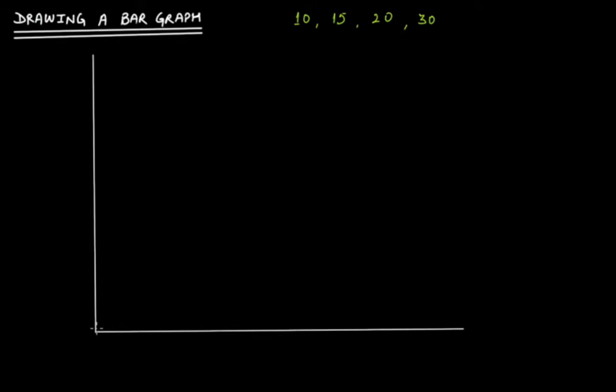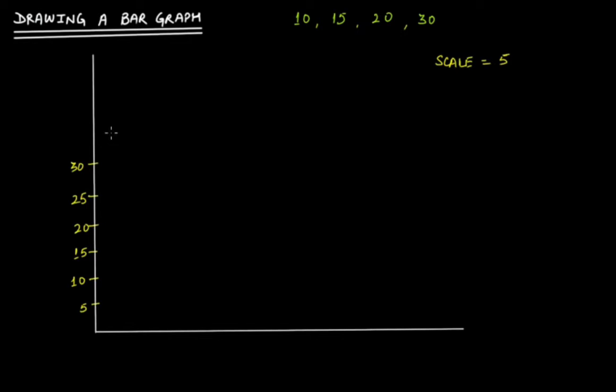So if this is 0, then this is 5, this is 10, this is 15, this is 20, this is 25, this is 30, and so on. So each scale, the unit length, is of what? Of 5. I'm not talking about units here, just the number. So 0, then 5, then 10, then 15, then 20, then 25, then 30.